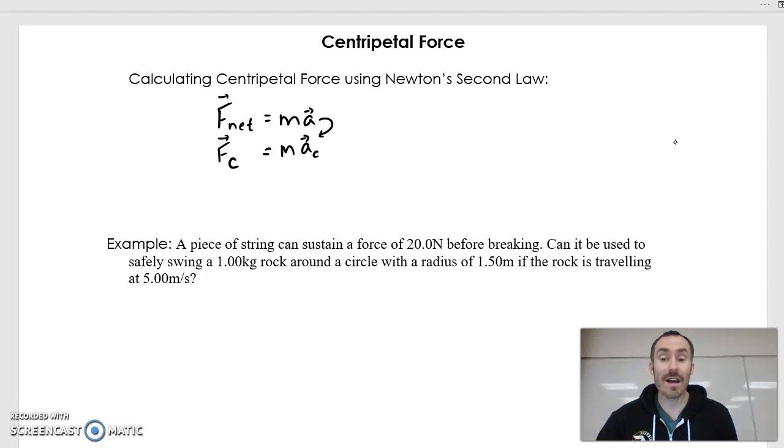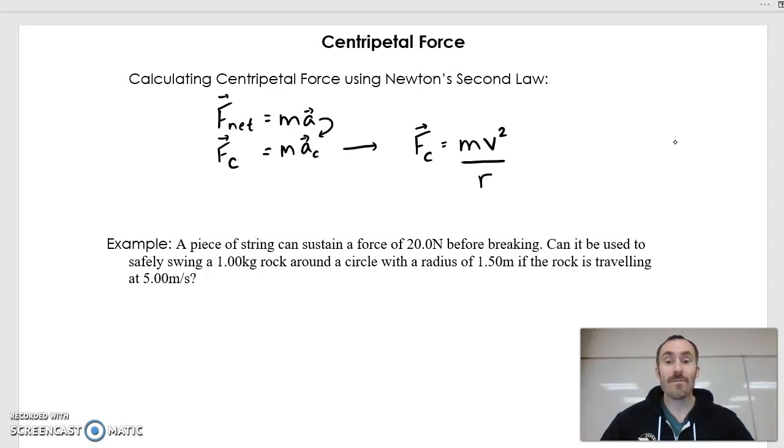Now we have an equation for centripetal acceleration, right? And so this becomes centripetal force is equal to mass times v squared over r, speed squared divided by radius, mv squared over r. And that is our version of Newton's second law specifically applied to circular motion.